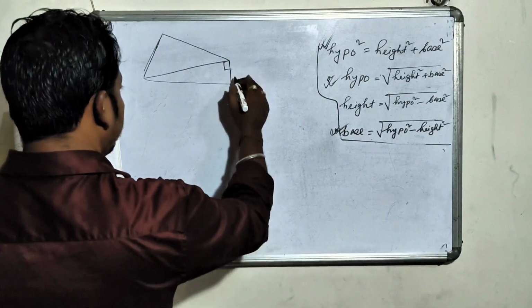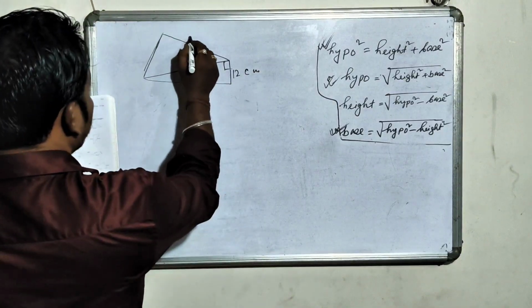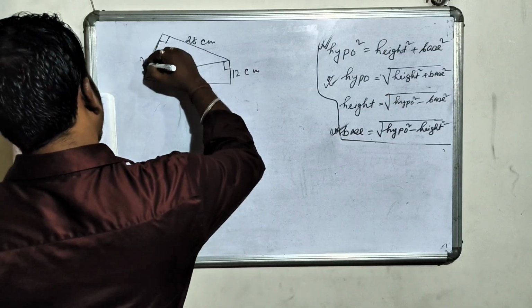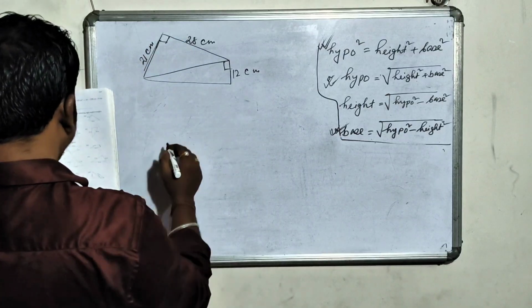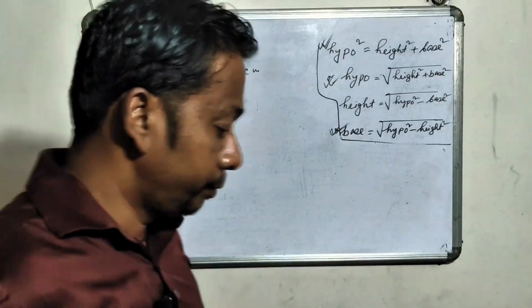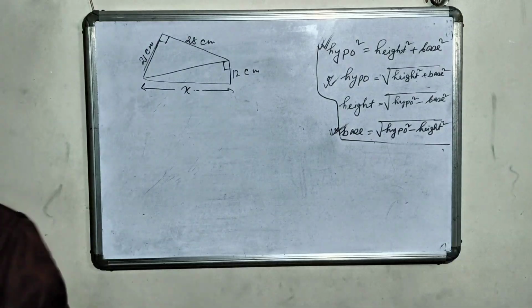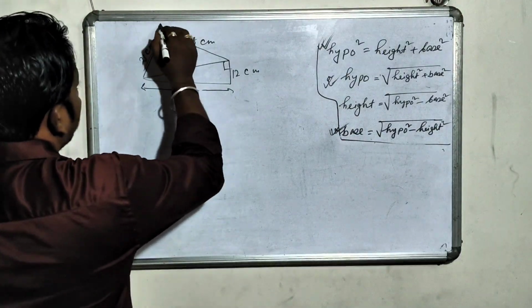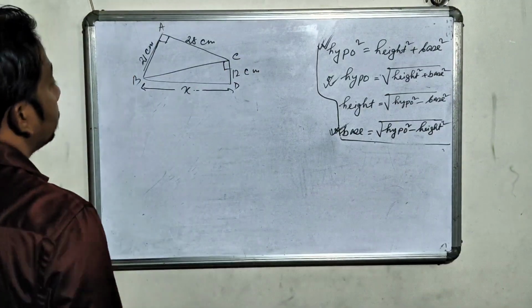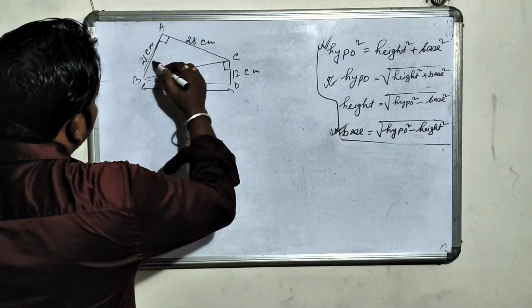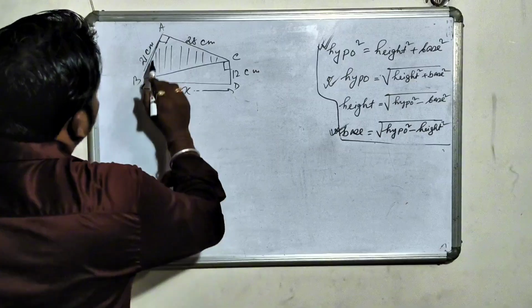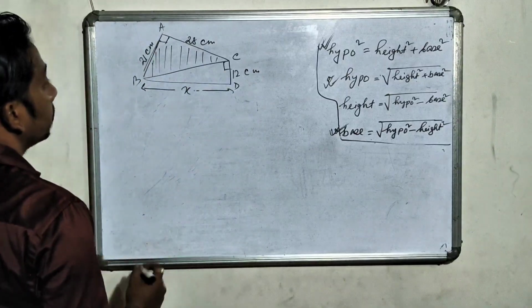The figure has a 90 degree angle, 12 centimeter, 28 centimeter, 21 centimeter, and this value is x. First, give the names of the given figure A, B, C and D. First, we have to think about this triangle. The 90 degree, the opposite side is obviously the hypotenuse.